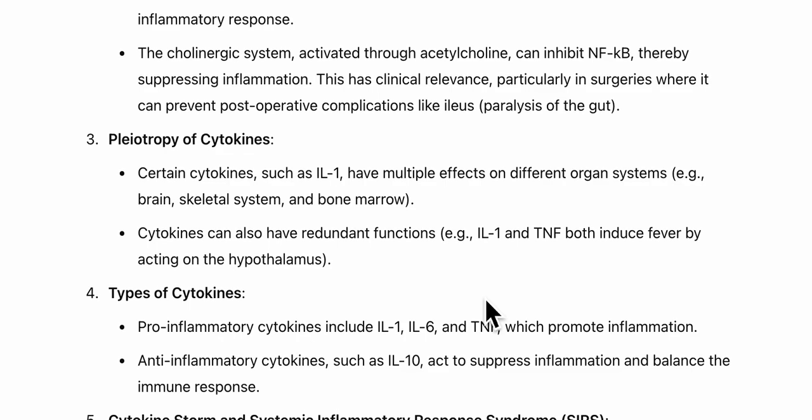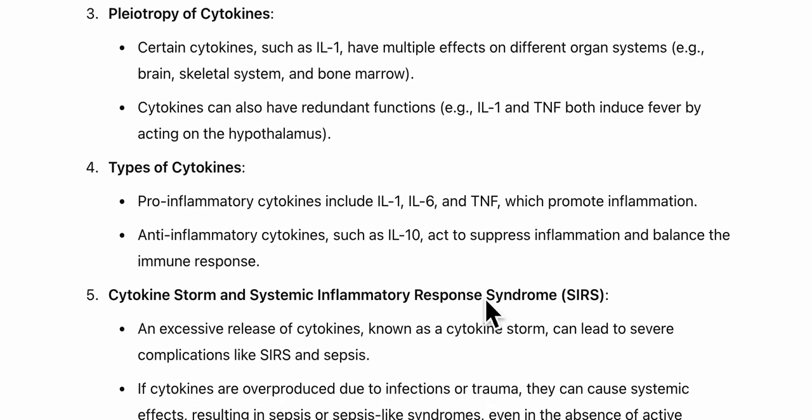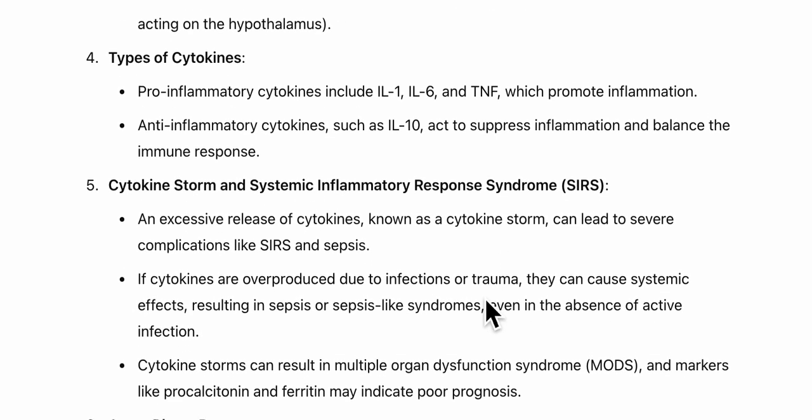3. Pleiotropy of cytokines. Certain cytokines, such as IL-1, have multiple effects on different organ systems, e.g. brain, skeletal system, and bone marrow. Cytokines can also have redundant functions, e.g. IL-1 and TNF both induce fever by acting on the hypothalamus. 4. Types of cytokines. Pro-inflammatory cytokines include IL-1, IL-6, and TNF, which promote inflammation. Anti-inflammatory cytokines, such as IL-10, act to suppress inflammation and balance the immune response.